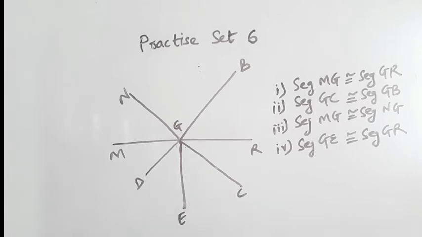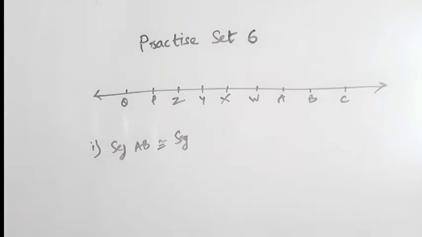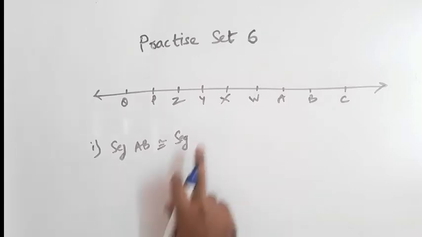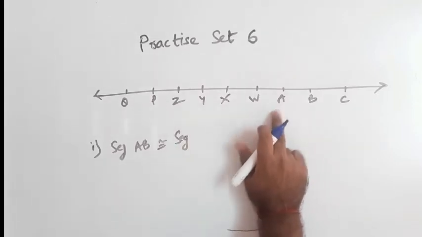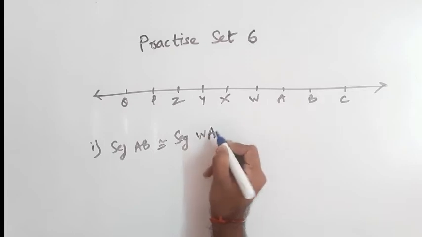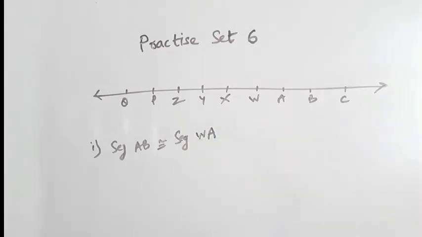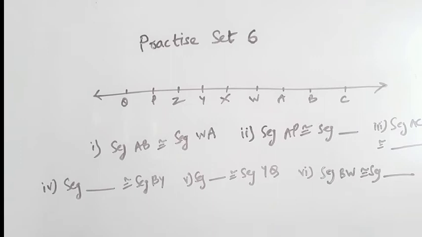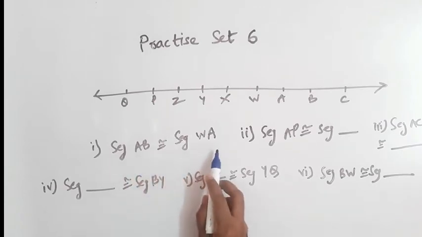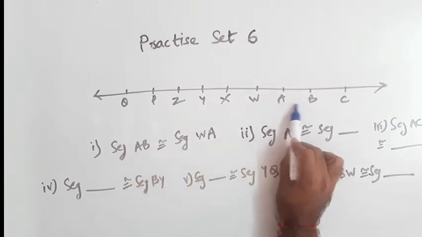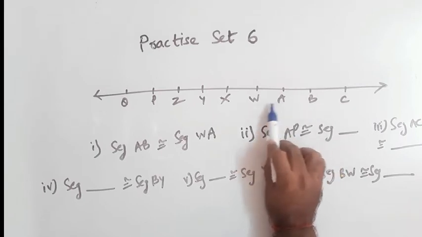So now let us move on to the second question, children. They have asked seg AB. You can measure: seg AB is congruent to which segment? It is congruent to seg WA. Children, try to understand why I have written this. Seg AB is congruent to seg WA. Here the distance between these 2 points and these 2 points will be the same.